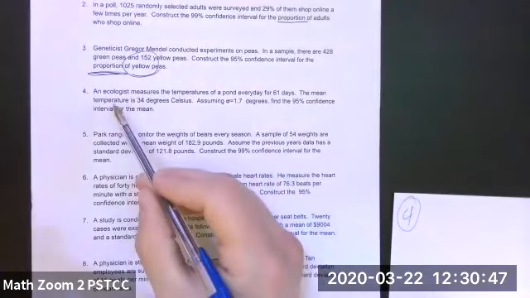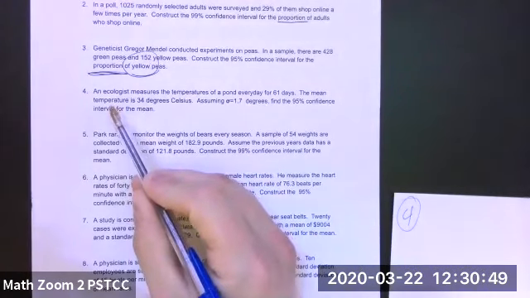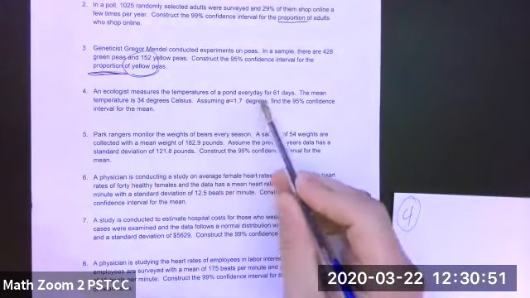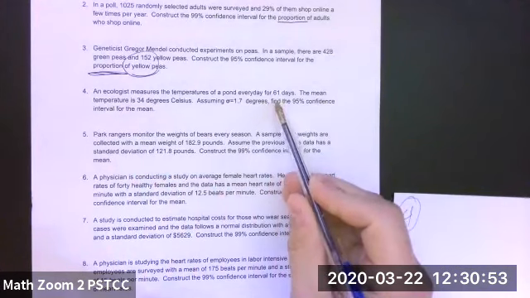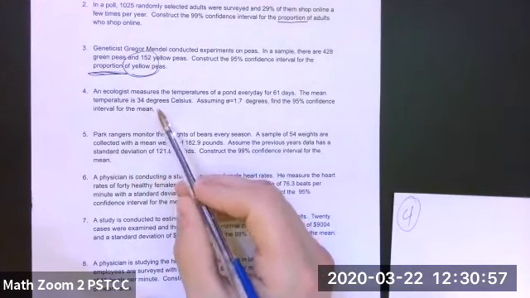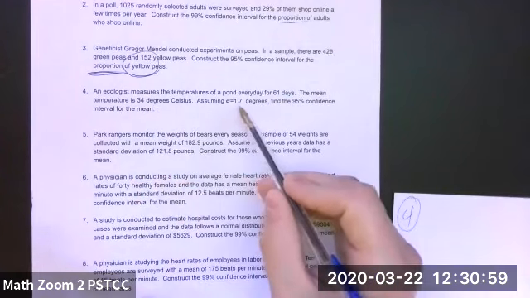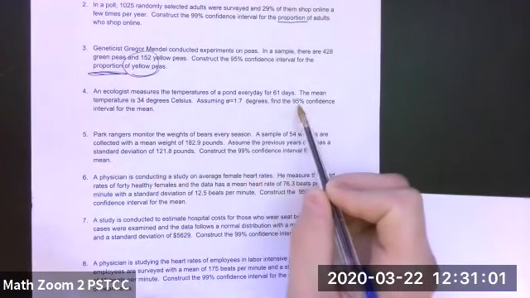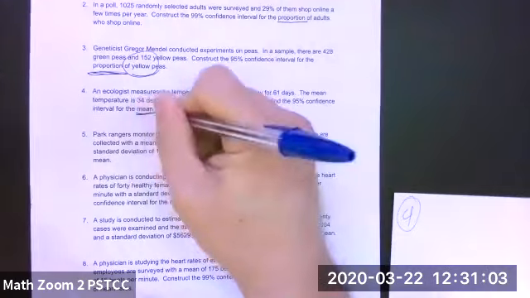Okay, in question 4, we have this ecologist who's measuring the temperature of this pond every day for 61 days. The mean temperature is 34 degrees Celsius. Assuming sigma is 1.7 degrees, find the 95% confidence interval for the mean.